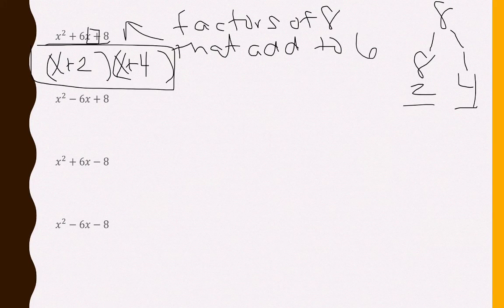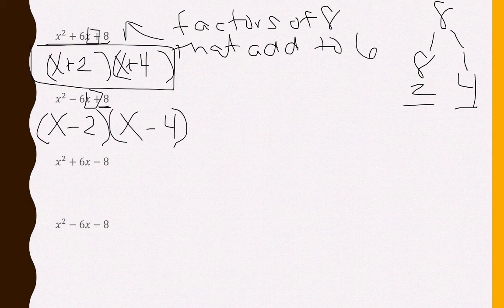We can also look at the second one, and here we're looking at factors of 8 that are going to add to 6. But because it's a negative 6, they're both going to be negative. So we're going to get x minus 2 and x minus 4.